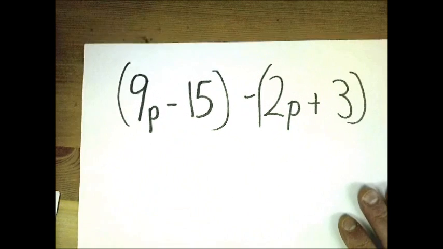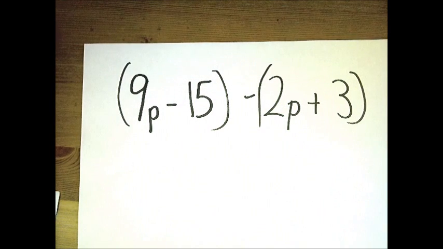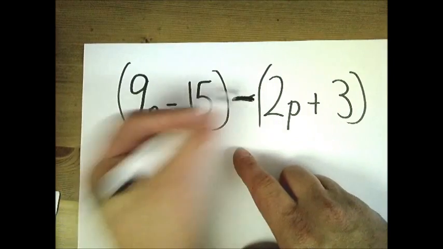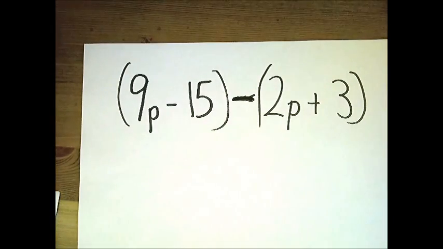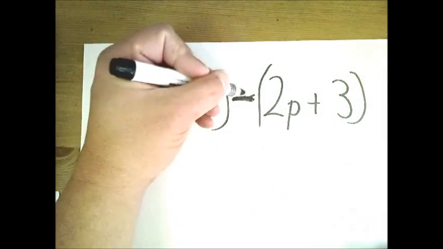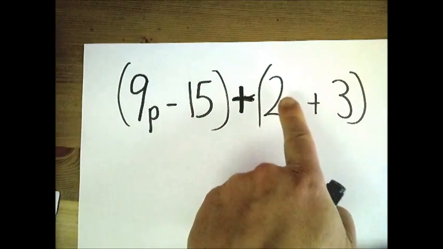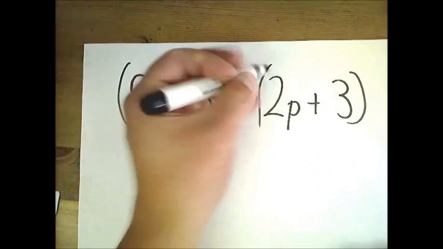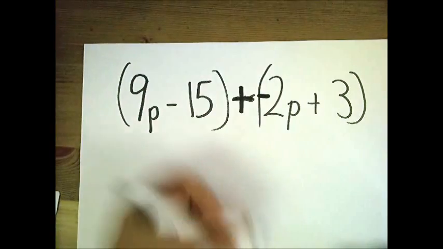Very similar to adding polynomials, shockingly enough. So I've got this scenario going on. 9p minus 15 minus 2p plus 3. The big difference is instead of having a plus here, I've got that minus sign. Now, here's what I want you to do. I want you to turn the problem into an addition problem, because the minus thing is really confusing and annoying. So what I want you to do is change this to a plus, and for these two, or any after this change, change their sign. So this becomes minus 2.